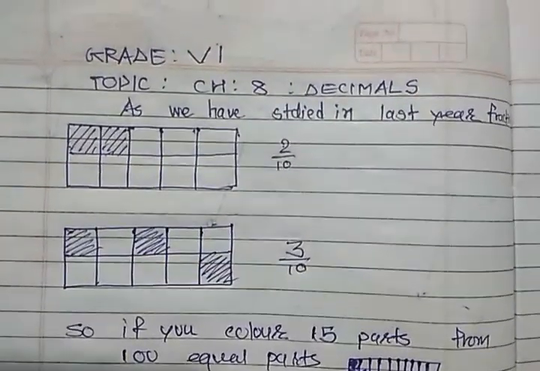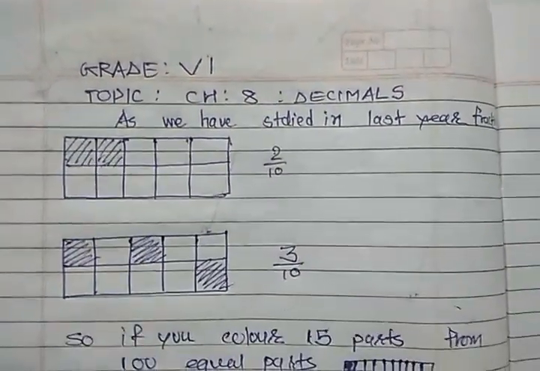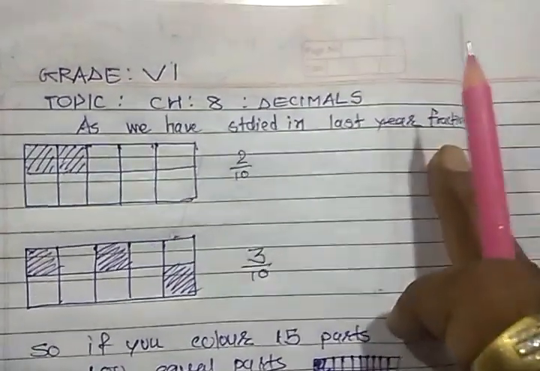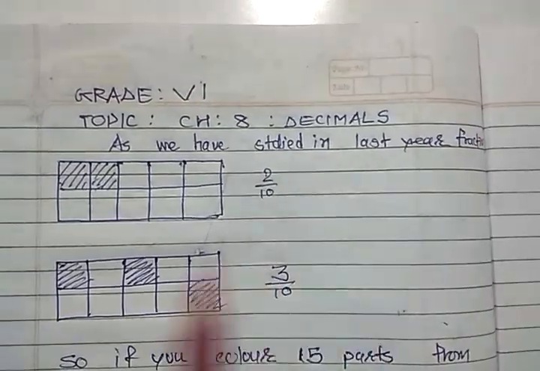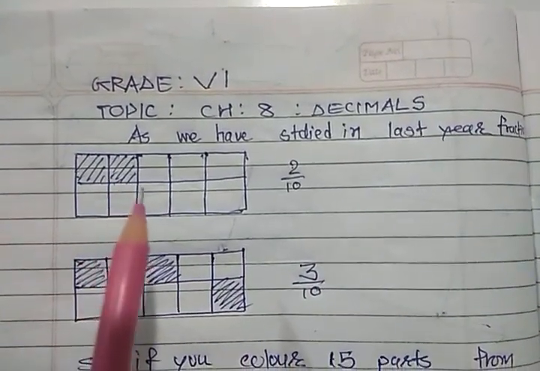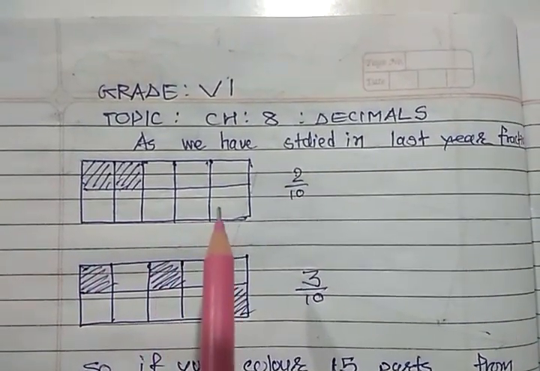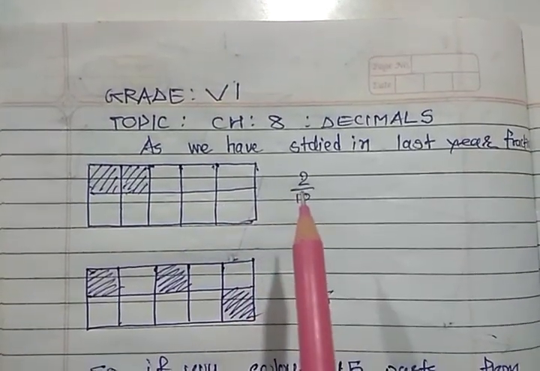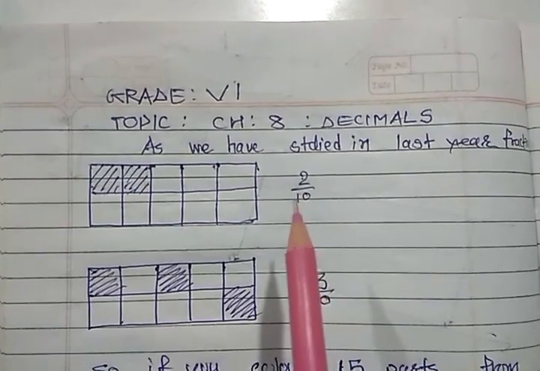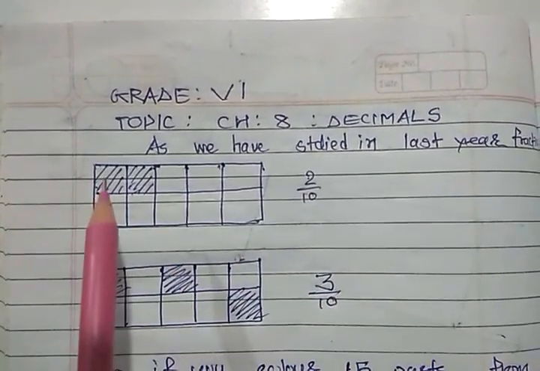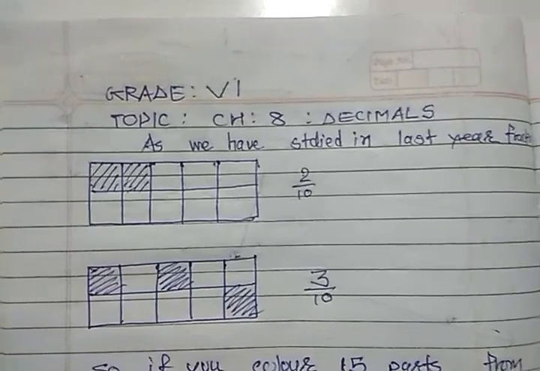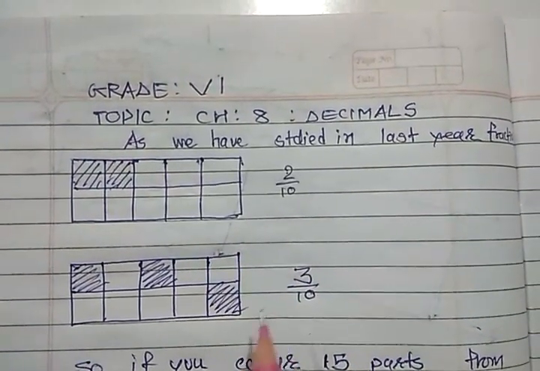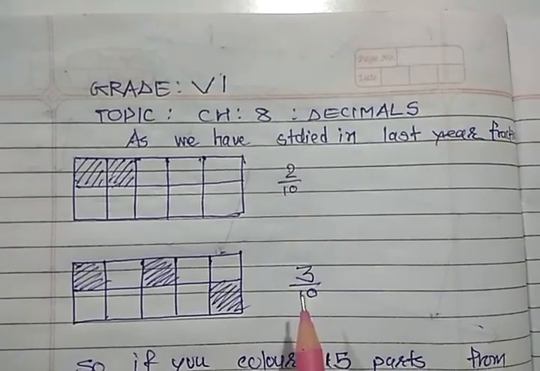Students, as you know, last year in your 5th standard you studied fractions, correct? Here is the figure of a rectangle which has 10 equal parts. So what should we write? 2 upon 10, because the total colored part is 1 and 2. In this figure, you can clearly see what the fraction should be. It should be 3 upon 10.